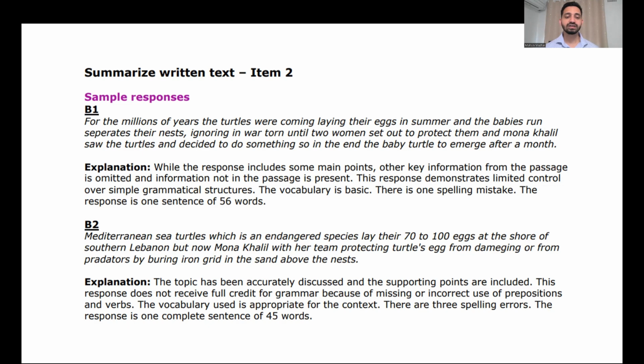So look at the explanation here. The topic has been accurately discussed and the supporting points are included. This response does not receive full credit for grammar because of missing or incorrect use of prepositions and verbs. Okay, so again, the grammatical errors are all over the place. The vocabulary used is appropriate for the context. There are 3 spelling mistakes, and the response is one complete sentence of 45 words. So as you can see, these are some of the mistakes that you want to avoid.